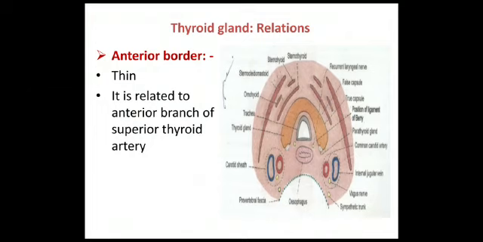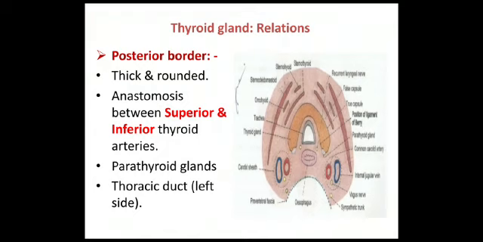The anterior border is thin and is related to the anterior branch of the superior thyroid artery. The posterior border is thick and rounded. There is anastomosis between the superior and inferior thyroid arteries. It contains the parathyroid glands, and the thoracic duct is related to the left side.